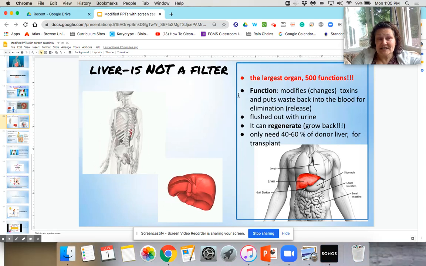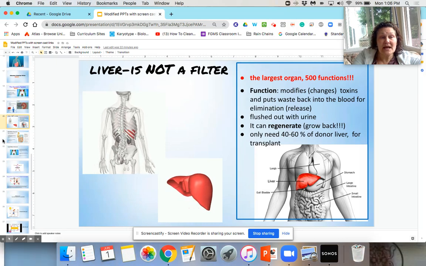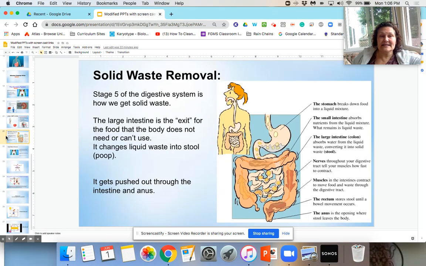Okay, so let's move on to the next slide. So the next slide is the solid, two ways, right? Solid waste and liquid waste. So we're going to talk about solid waste first. We can't talk about solid waste removal if you don't know about the digestive system. That's why we did the digestive system first, right?